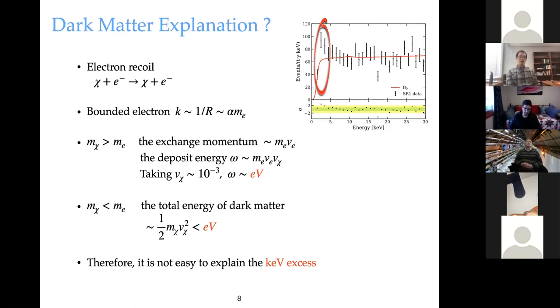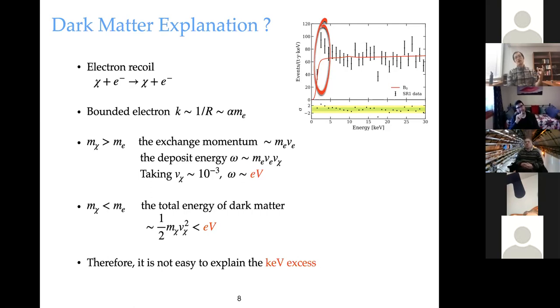I want to tell you how challenging it is, especially for the standard setup. Why is it not there? We have a bound electron in the xenon. The bound electron, just pure uncertainty principle: you know the momentum is roughly 1 over r, where r is the radius, and they are moving much faster compared to the dark matter. It's not like a nuclear recoil, where you can treat the nucleus as at rest.